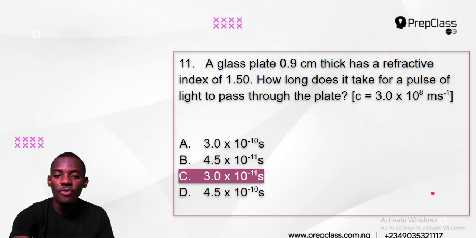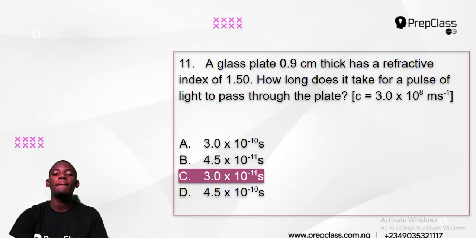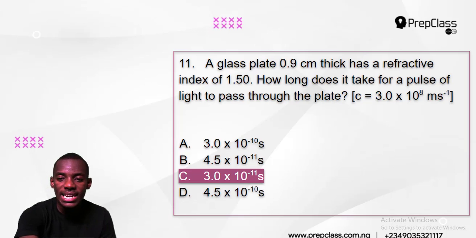It will become 4.5 times 10 to the power minus 11, making option B the correct answer, not C. Most past questions will say option C, so they will pick the wrong answer, but that's the wrong answer. The real answer to the question is B, 4.5 times 10 to the power minus 11, and that is the answer to the question. Let's check out number 11 now.